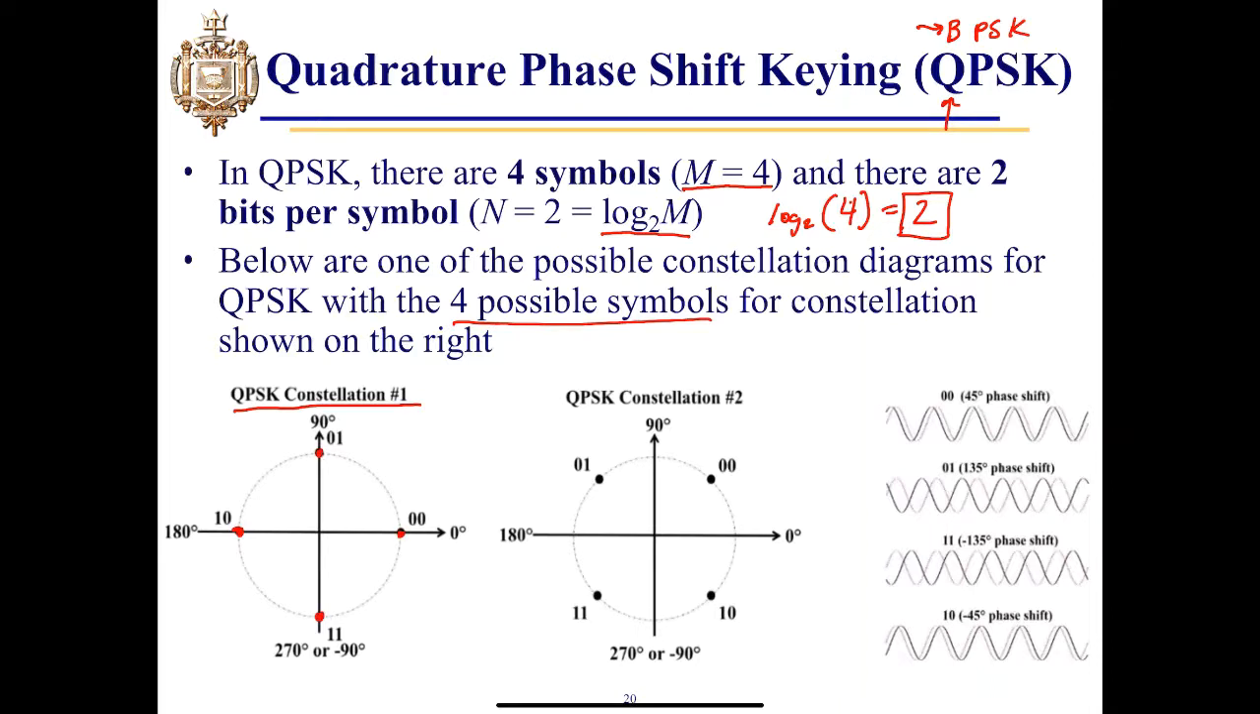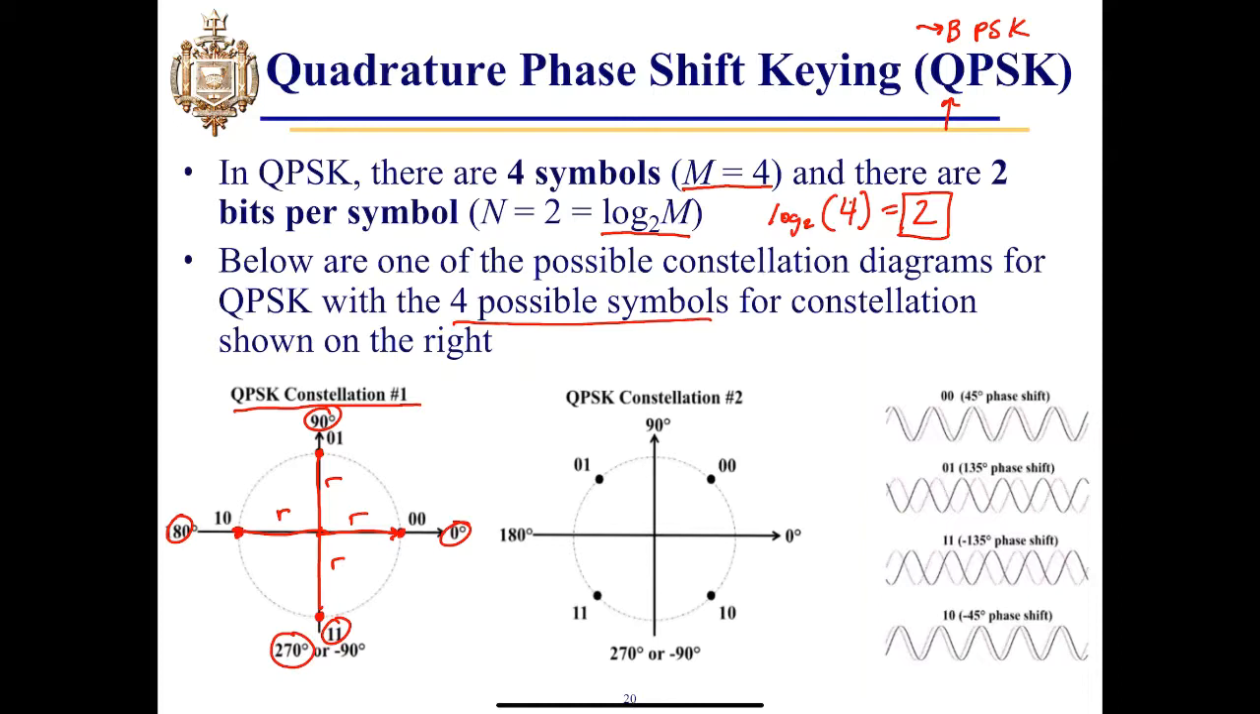The only thing I'm altering in this modulation type is the phase. Notice that if I want to represent 2 zeros, it'll be at this amplitude, at 0 degrees phase. If I want to represent 0, 1, same amplitude at 90 degrees phase. 1, 0, same amplitude at 180 degrees phase. And then a 1, 1: if I want to represent 2 ones, I can have the same amplitude at 270 degrees phase shift.